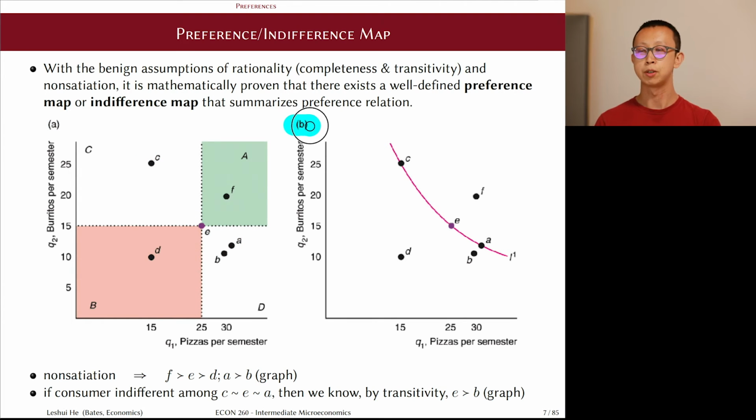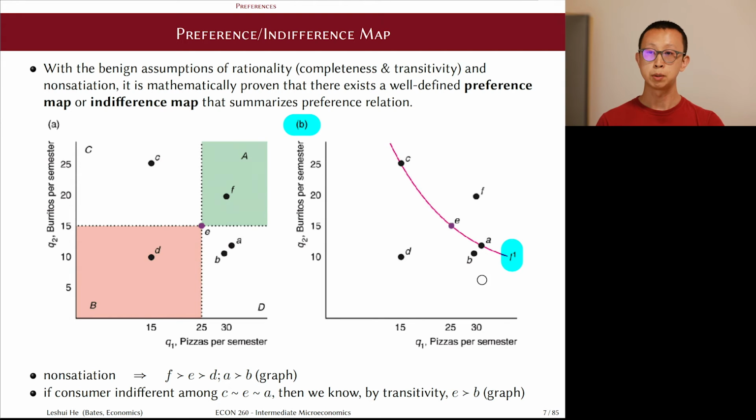Now let's shift our focus to figure B here on the right-hand side. This little curve here called I superscript 1 is what we call an indifference curve. What we mean by this curve is the following. Notice how this curve passes through many different bundles in this pizza versus burrito space. What this line indicates is that this consumer is indifferent between all bundles along this indifference curve.